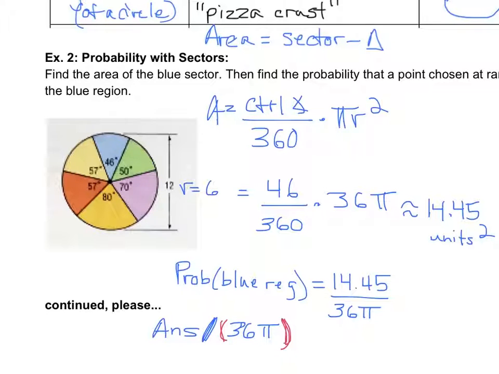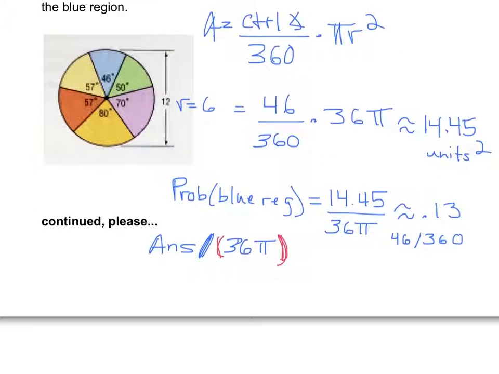What we want to do is we want to make sure that we do that ratio, and we're going to get 0.13. And just so you know, that's also the same thing as 46 divided by 360, that 0.13. But do be aware, you guys, that that ratio, that simple shortcut of the central angle divided by 360, is only going to work for us in probability problems that involve sectors. Okay, it does not work for every single probability problem.